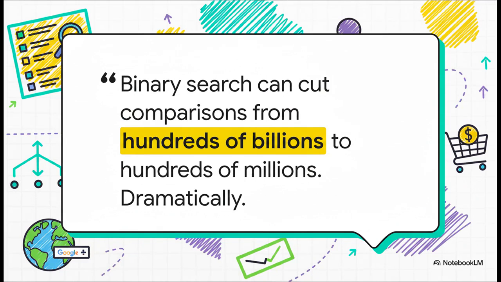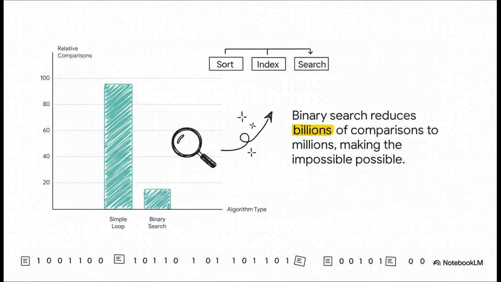Or how about this one from Twitter? A software engineer there, James Harlow, explains that to find the mutual followers between 2 huge accounts, a simple search would need to make hundreds of billions of comparisons. But by using a binary search, that number plummets down to the millions. It literally makes the impossible possible. And this chart just says it all, doesn't it? Look at that difference. We're not talking about a small improvement here. It's a complete game changer. It's the difference between a feature that works beautifully and a feature that would just crash the entire system.